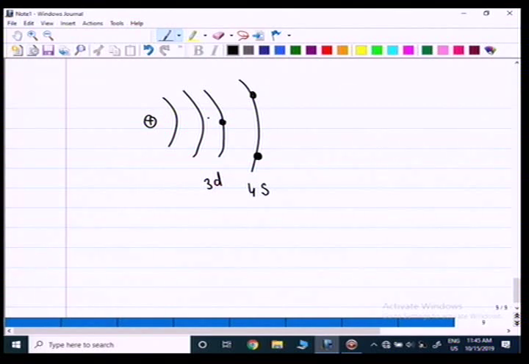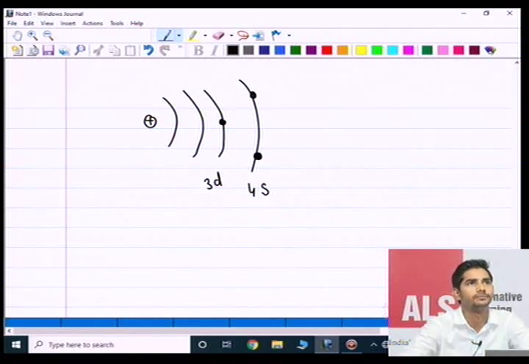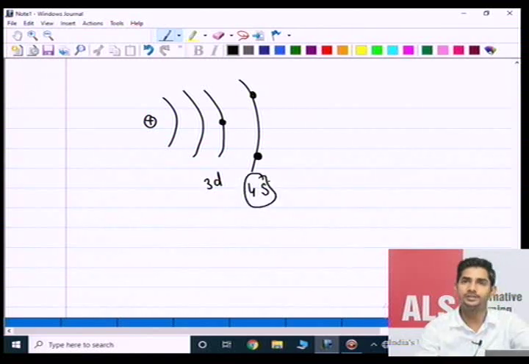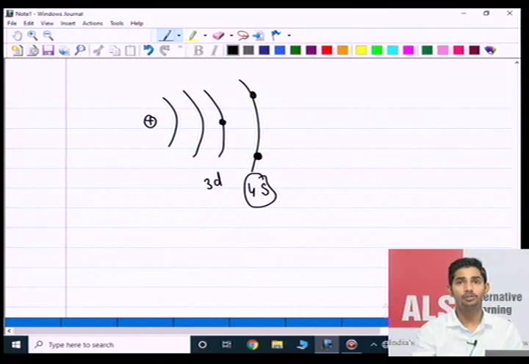First of all, tell me, whenever an electron is released from an atom, from which orbital will it be released? From 4s or 3d? If I say we have to remove 2 electrons, which orbital will release its electrons? Good, 4s. So guys, Aufbau's rule says that 4s has the lower energy, that's why it is filled first. But 4s is the outer orbital, whereas 3d is the inner orbital. So electrons will be released from the 4s, not from the 3d.